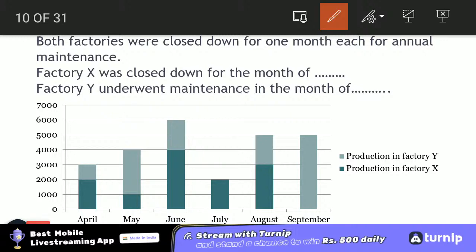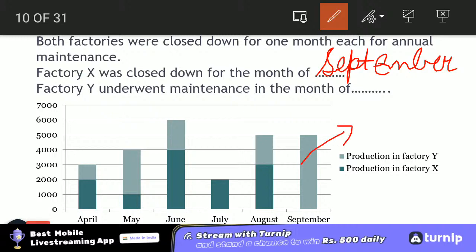Factory X were closed down for the month of. You need to tell me, looking at the bar graph, when was Factory X closed? देखिए और बताइए कि जो फैक्ट्री X है वो कब क्लोज हुई. Yes, perfect. Factory X was closed down in the month of September. How can we conclude it? Because there is no production done by Factory X. There is no dark green color over here.